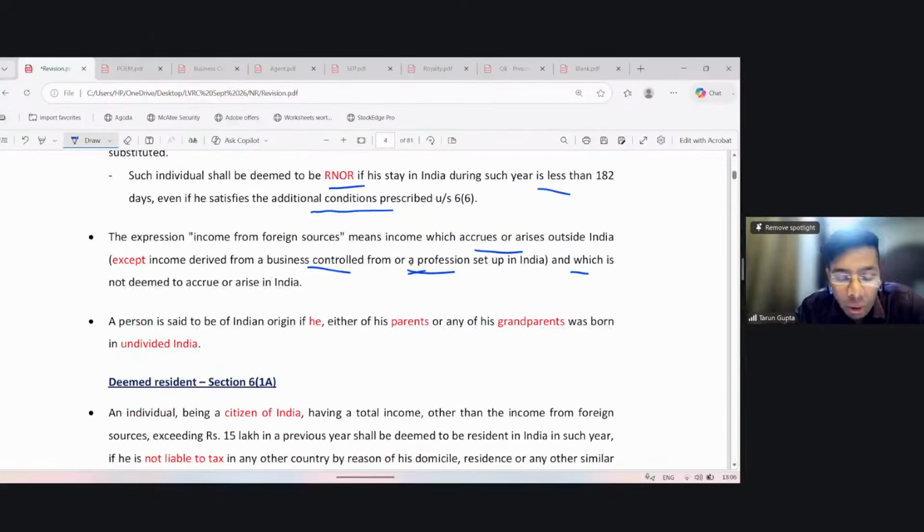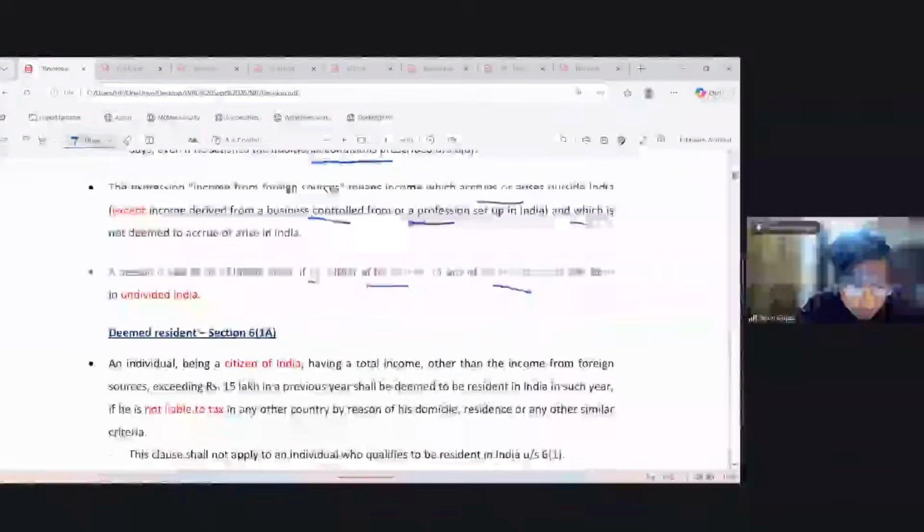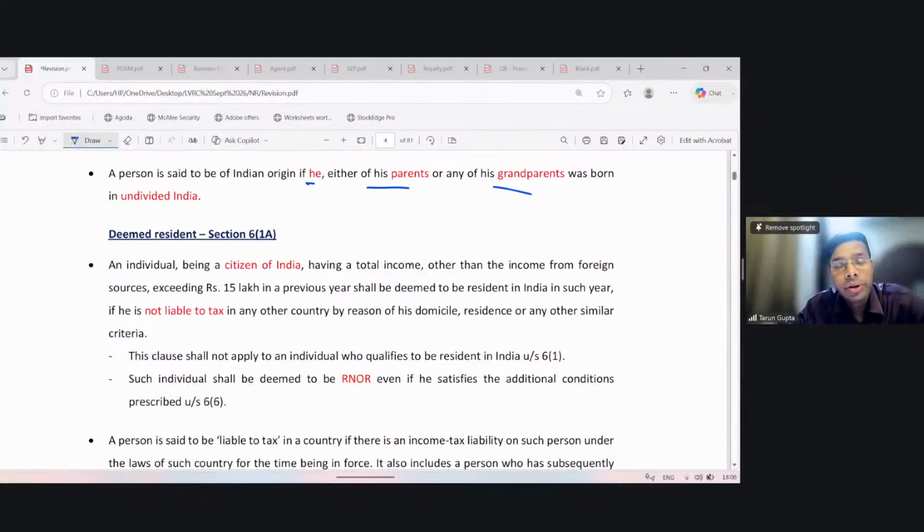A person is said to be of Indian origin if he, either of his parents or any of his grandparents were born in undivided India. Like deemed resident, section 6(1A).